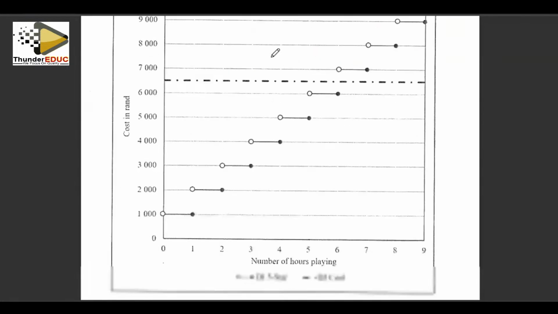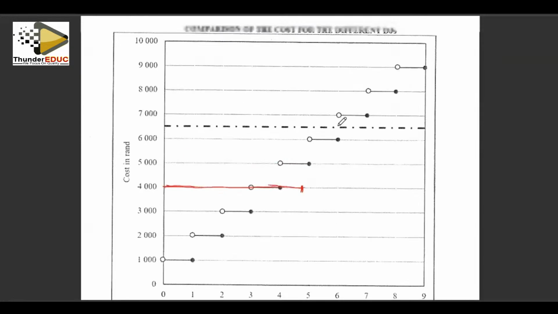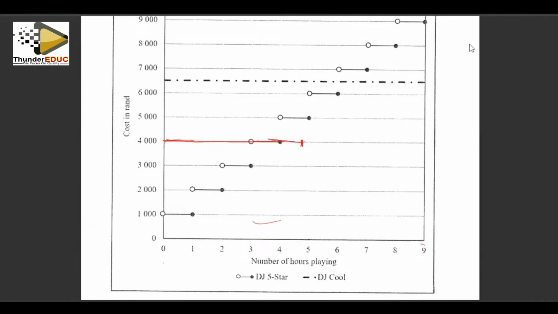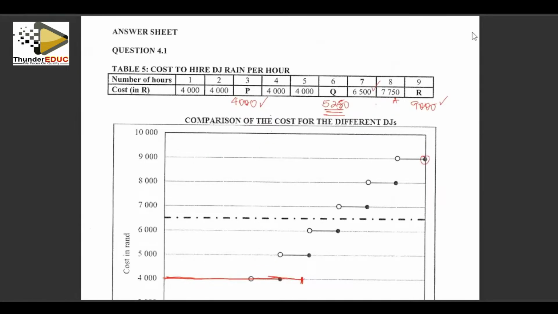What does it mean? You come here to the 4,000, you draw a line up to 5 hours. Why are we stopping at 5 hours? Because it says he charges 4,000. Then don't worry about the 6 and 7. The 9 is perfect. 9 goes with 9,000. So you come and match this 9 here and the 9,000 here, and you draw a straight line.